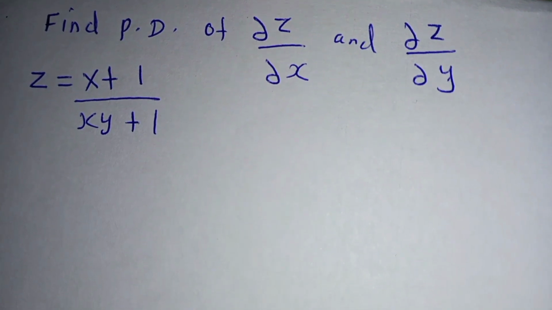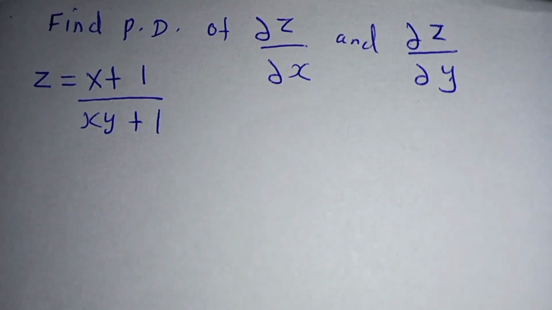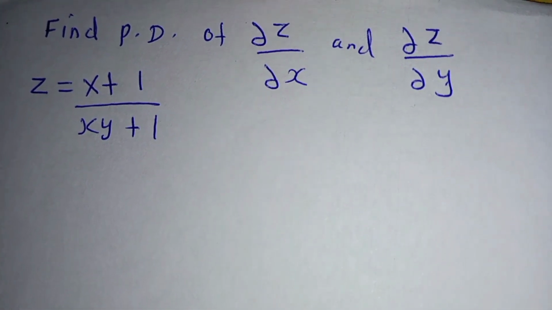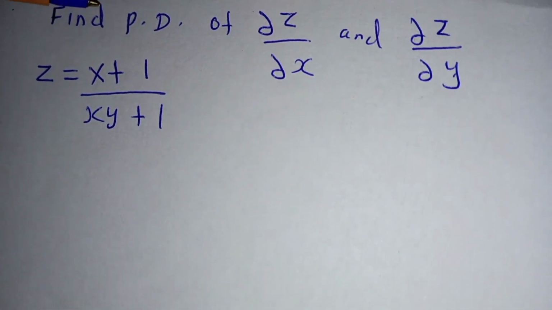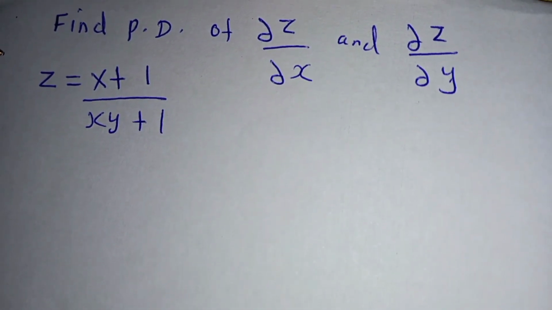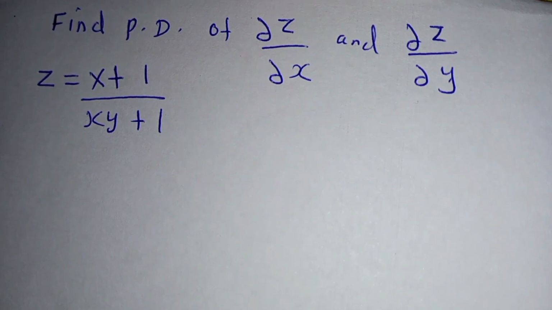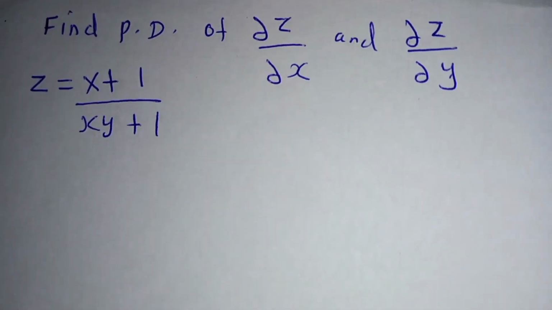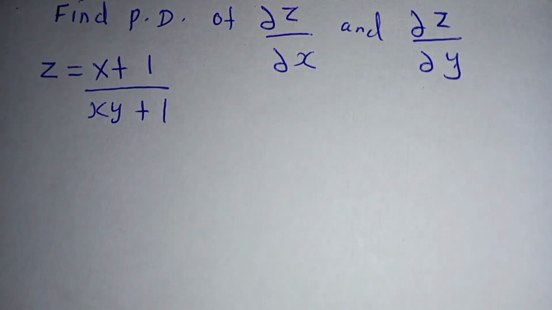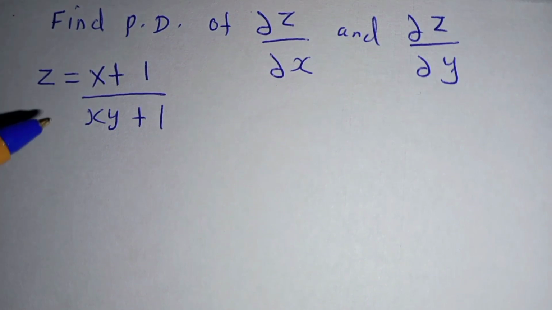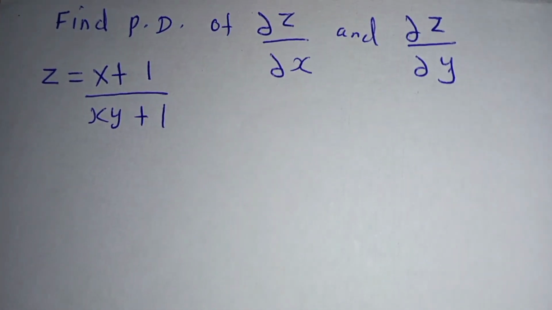Welcome. In this video, we are going to look at how to find the partial derivative. Here, we are going to consider this example. We are told to find the partial derivative of z with respect to x and the partial derivative of z with respect to y. You are given z is equal to x plus 1 divided by xy plus 1.